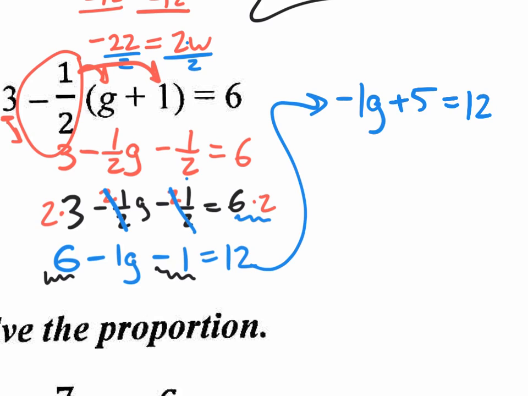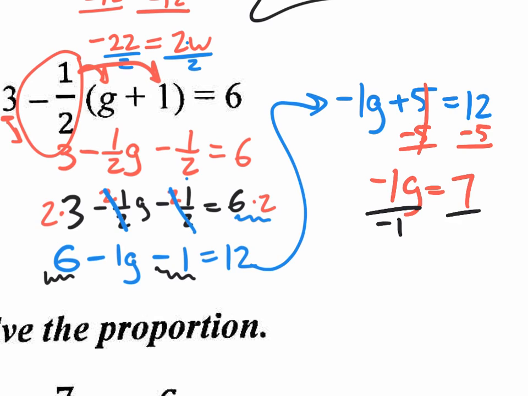I need to solve it. What do I do next? Subtract 5 on both sides. Thank you for answering right there. We're going to have negative 1g equals 7. Final step. Divide by negative 1. G equals negative 7.